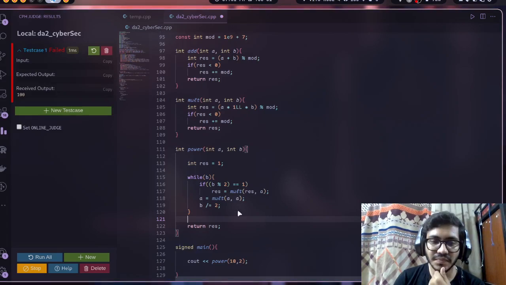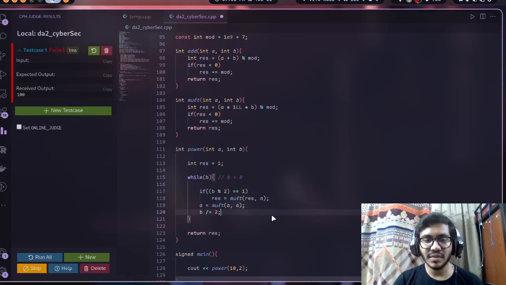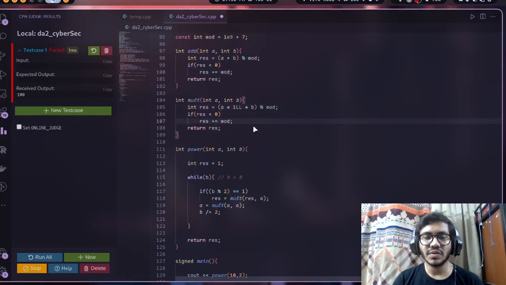Okay, now you see here. While b suggests that while b is greater than 0, C++ treats any 0 or negative number as a false condition, right? So this breaks when b goes to 0 or goes less than that. It will always go to 0 anyway. Now take care of this multiply function. The multiply function is nothing but you are just multiplying two numbers under the mod, right? So that you do not cross the threshold, and if you are somehow multiplying a negative number, you add mod to it, right?